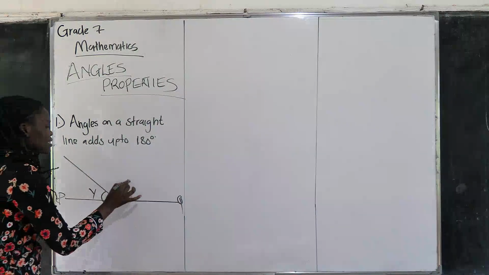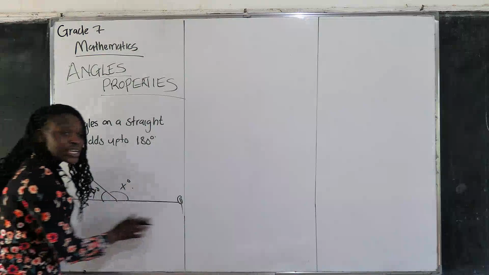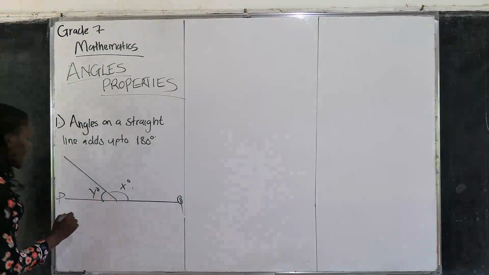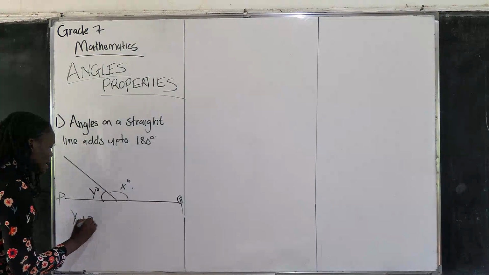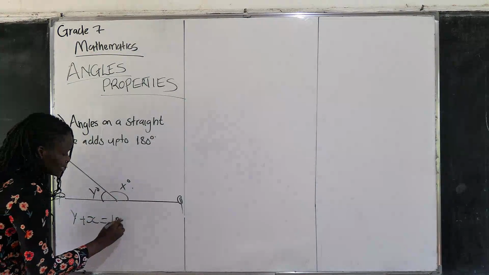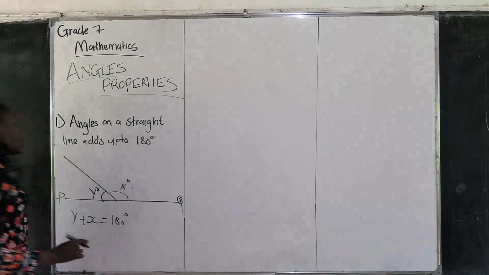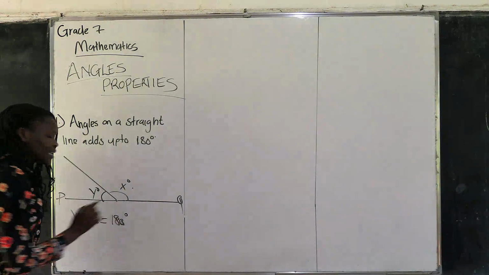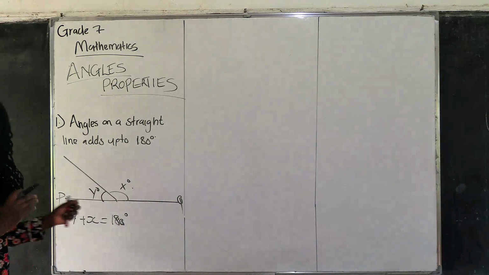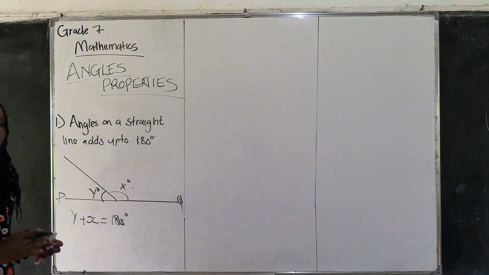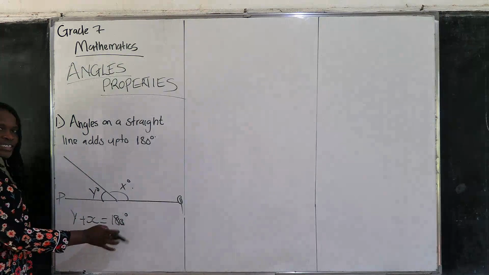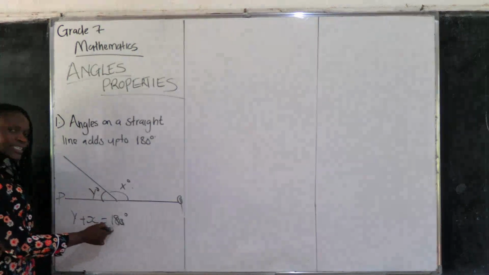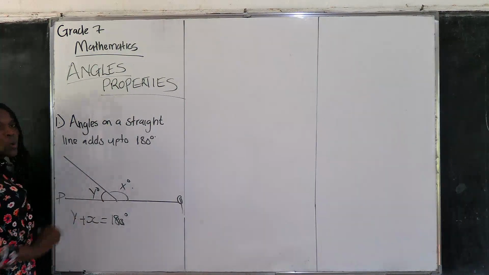Since angle X degrees and Y degrees are on a straight line PQ, they are supposed to add up to, when I add Y plus X, should give me 180 degrees. Y plus X should give me 180 degrees. So we say angles on a straight line add up to 180 degrees. That is X and Y.